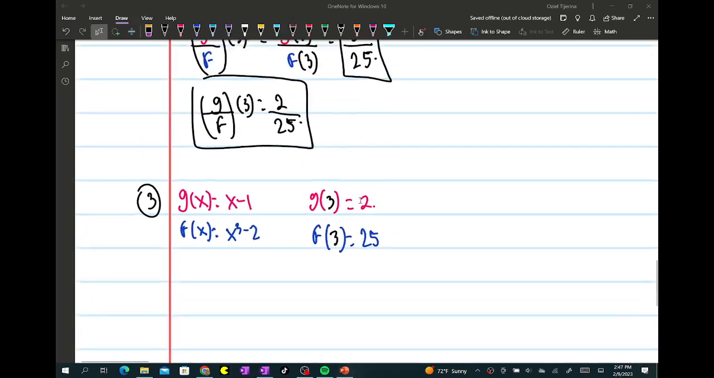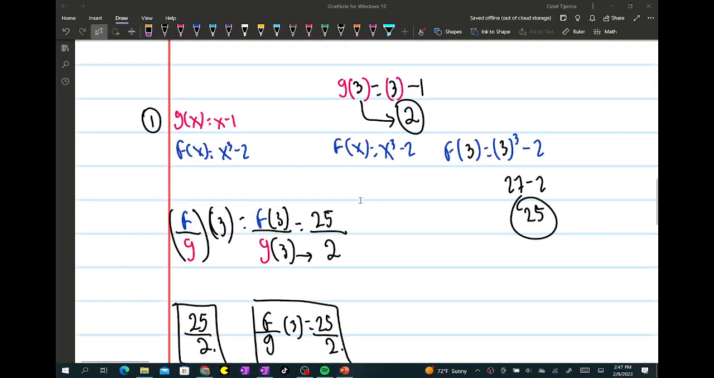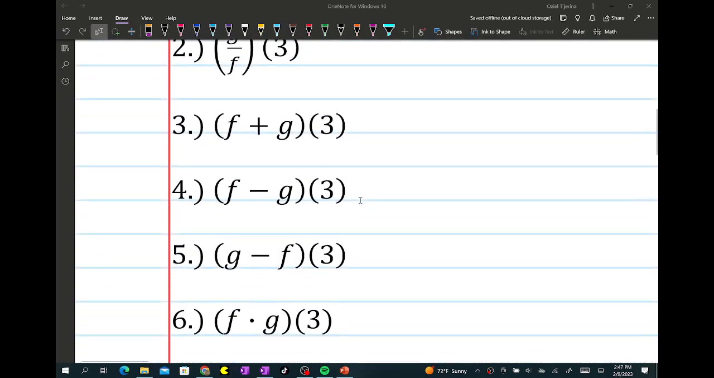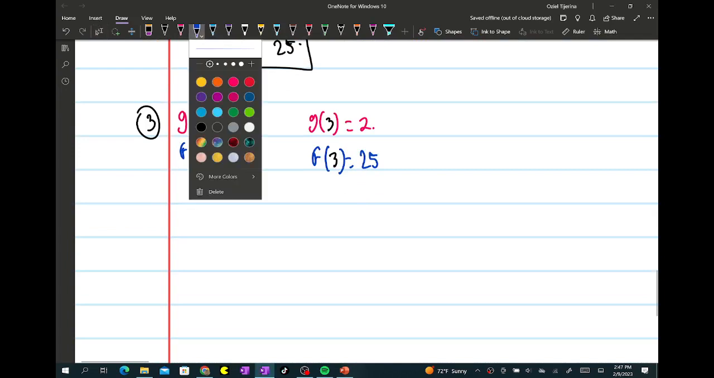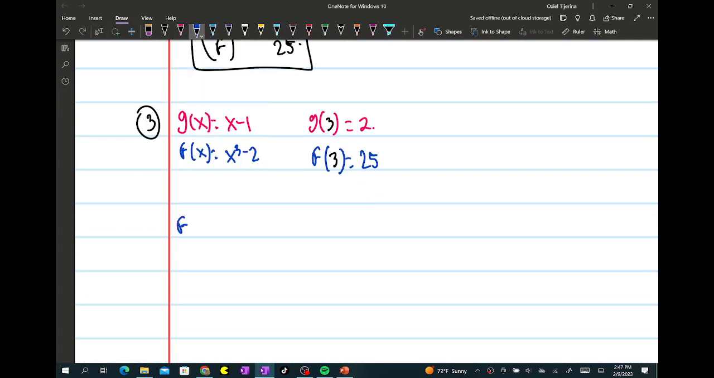Okay, so now for this one, we want to find f plus g of 3. So again, really what you're doing is f plus g of 3. So this is going to be f of 3, and then plus g of 3, right?